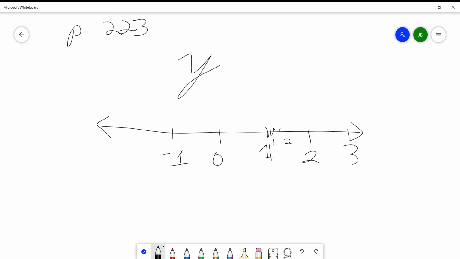Y is less than 2. So we take 2, put a little open dot circle on it, we graph everything to the left. We say y is less than 2. Every part of that solution set, except for 2, is included. 2 is not included, but everything to the left of 2 is included.